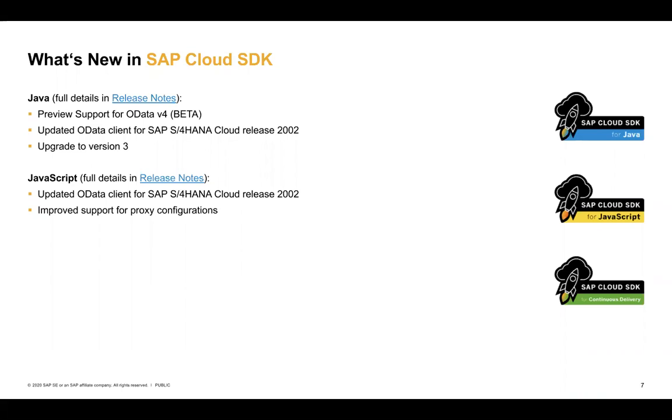Yes, even in cloud applications, we sometimes need a proxy for different scenarios, for example, when accessing on-premise systems. So we worked to support the standard environment variables, for example, so that they get considered when running the apps. And as I already mentioned, OData v4 is our biggest highlight and what is keeping us busy at the moment.